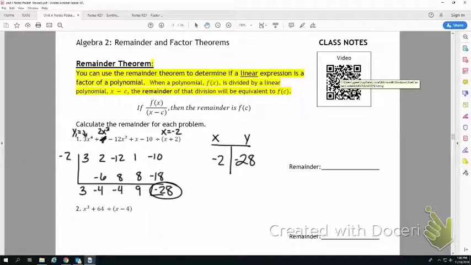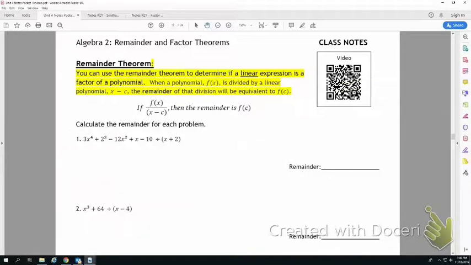Because this gave me a number, what that is doing is plugging negative 2 into this equation, and it's telling me that is negative 28. So is x plus 2 a factor of that dividend? No. If this was 0, yes, it's a factor. If it's anything but 0, no, it's not a factor.